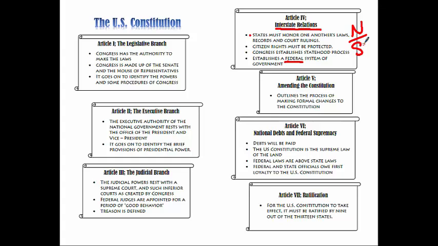We can remember that Article 4 is federalism because the number 4 begins with the letter F, and federalism begins with the letter F. So F and F, 4 and federalism.